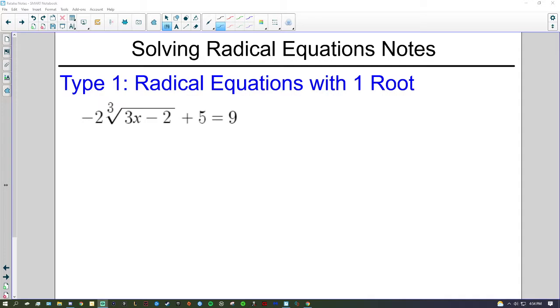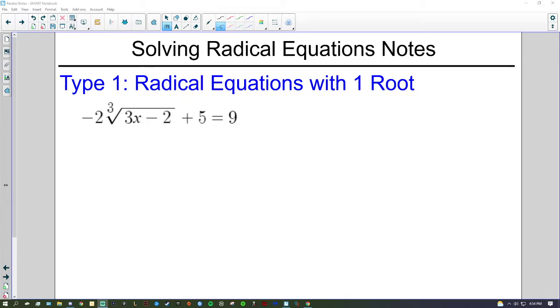Okay, so this is for the second quiz of the quarter, which is solving radical equations. Now, we have three types we're going to go over. The first type of radical equation is radical equations with one root. So if we look at the problem below, we have negative 2 times the third root of 3x minus 2 plus 5 equals 9. We can see that this problem only has one root in it. It has a third root.